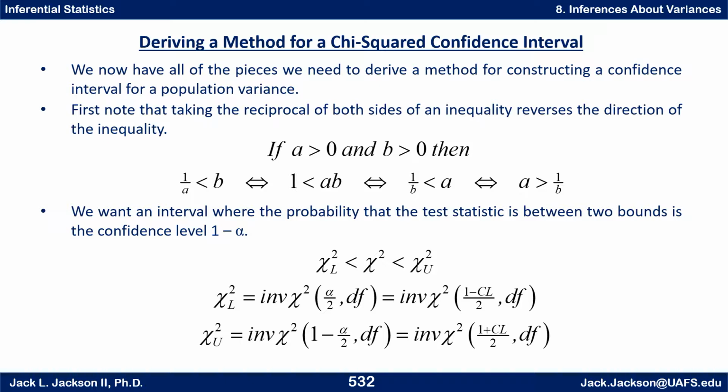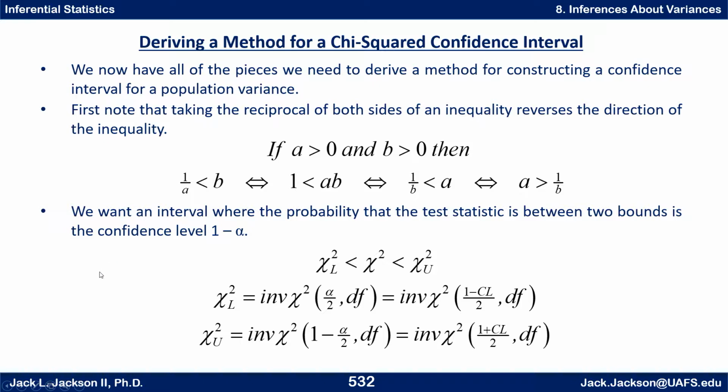First, note that taking the reciprocal of both sides of an inequality reverses the direction of the inequality. So, for example, if a and b are both positive numbers, and we have 1 over a is less than b, then multiplying both sides by a cancels the a out on the left, puts the a on the right. Then divide both sides by b. We get 1 over b is less than a, so a is greater than 1 over b. So reciprocaling both sides reverses the direction of inequality. That's going to show up here in just a minute.